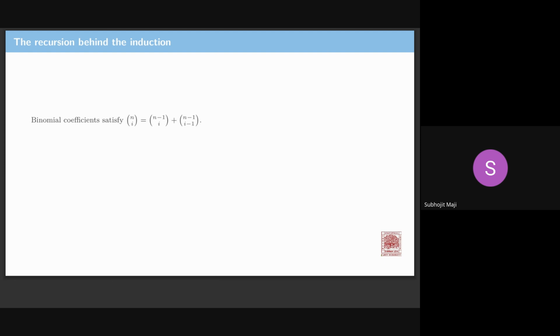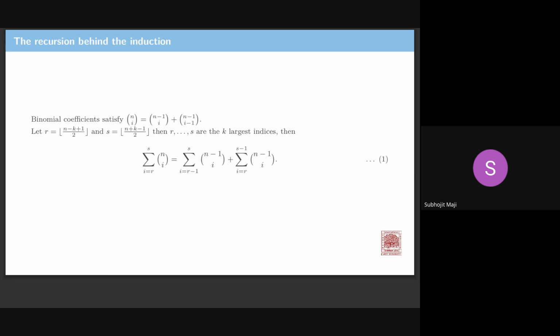So the binomial coefficient satisfies this relation. That is, n choose i is equal to n minus 1 choose i plus n minus 1 choose i minus 1. So the k largest indices, if you think about it, would be from (n minus k plus 1)/2 to (n plus k minus 1)/2. If I define r to be (n minus k plus 1)/2 and s to be (n plus k minus 1)/2, then r to s will give me the k largest indices that are there.